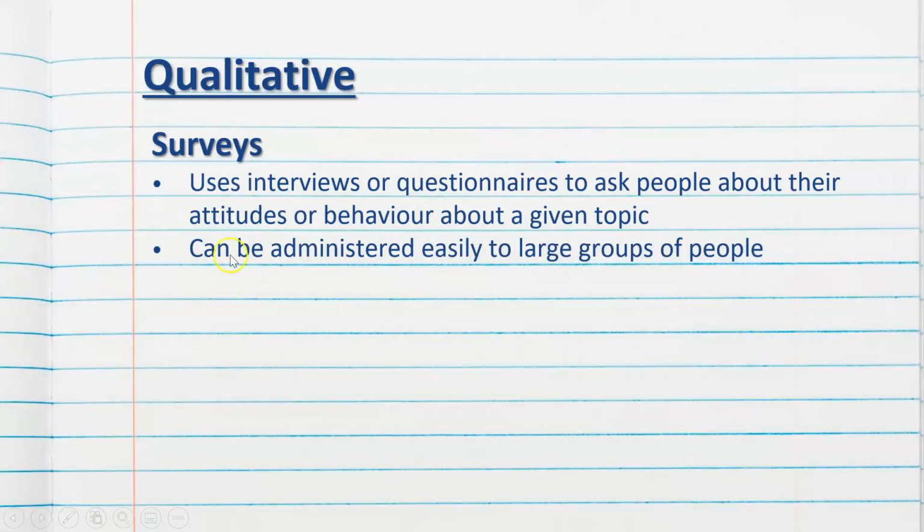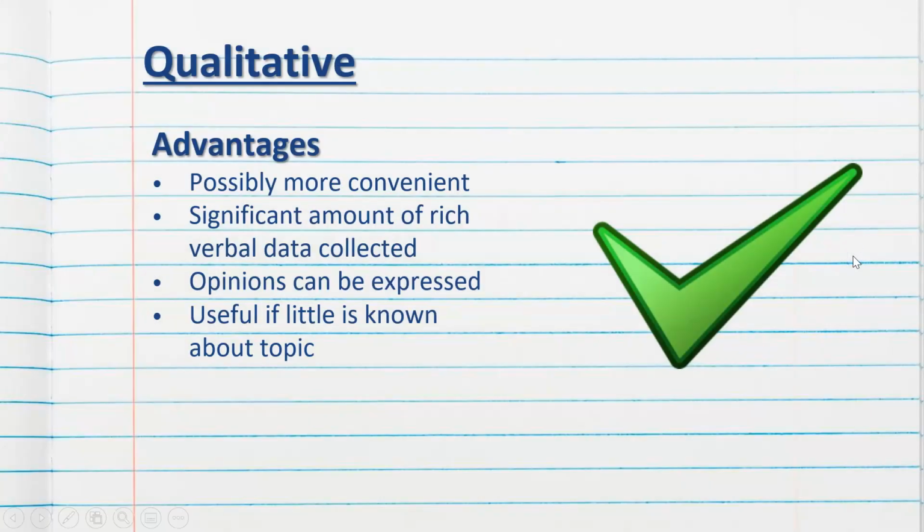Okay, we also can conduct surveys. So this basically uses interviews or a questionnaire to ask people about their attitudes or behaviour about any given topic. The good thing about surveys is that we can send these to large groups of people, so we can get lots of information and lots of data very, very quickly and from a wide variety of people, which is a good thing. So, speaking of good things, what are the advantages of a qualitative design in general?